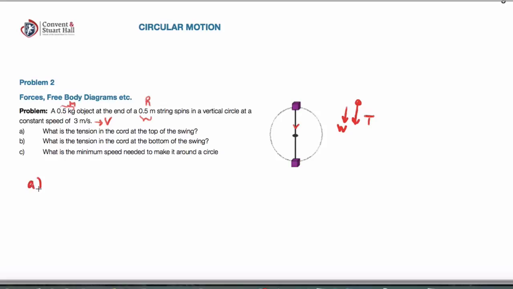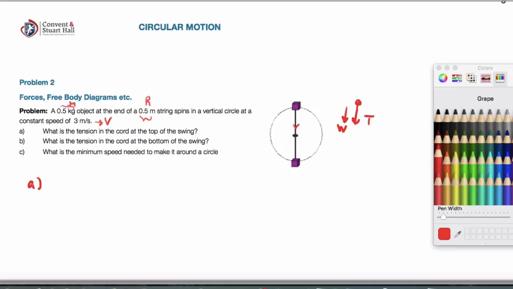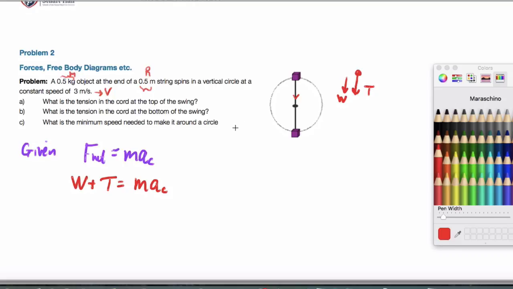Well, to really solve this, we're going to need to write down the forces equation using Newton's second law. So we know that F net is m times, you know what, I want to write the given stuff in purple. So this is given. I would tell you that F net is m times a centripetal. And now the idea is F net is the sum of all the forces acting. So we have the weight and the tension, and the effect of these is that the mass accelerates in a circle.